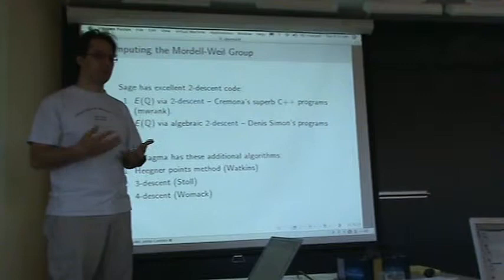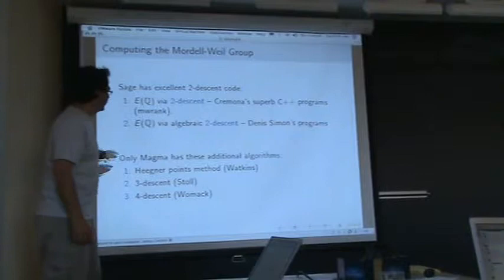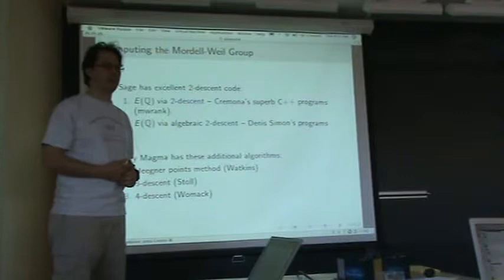Also, Denis Simon's program for algebraic 2-descent is in Sage. And since John Cremona started using Sage a lot lately, he was the number two poster on sage-devel last month.